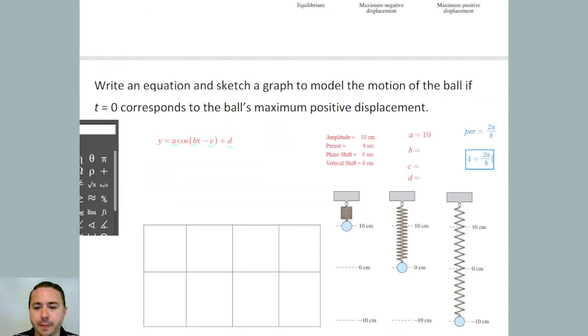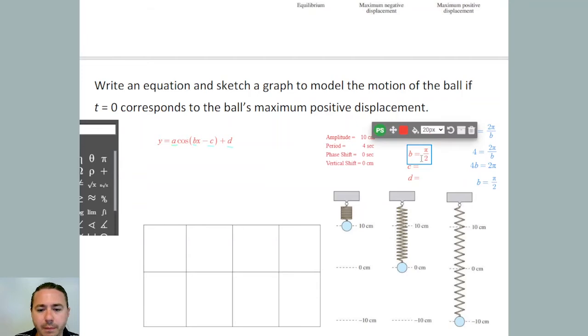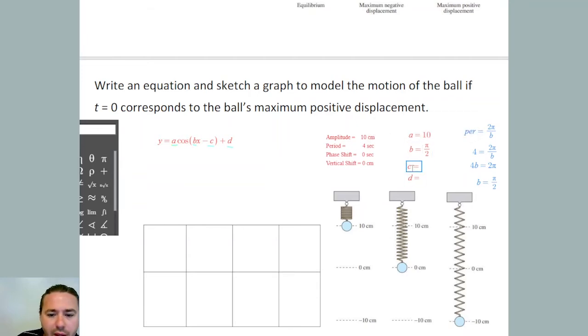To solve for b, I'm going to multiply both sides by b to move this b over here, and essentially what that gives me is 4b equals 2 pi. And then finally, to solve for b, we divide both sides by 4. 2 divided by 4 is 1/2, so I get pi over 2. So that's my b value. I wonder if that's going to copy nicely over here. Ah, look at that, perfect. Okay, so that's my b, it's pi over 2. And then my phase shift is 0, so my C value is going to be 0, and my vertical shift is 0, so D is 0 as well.